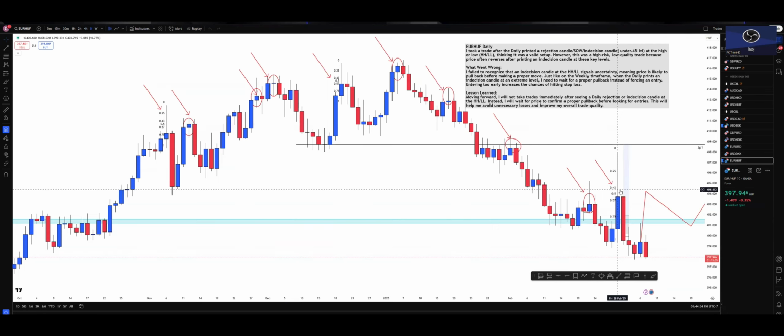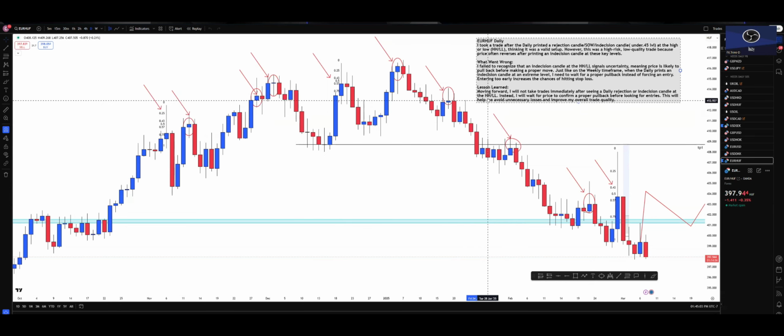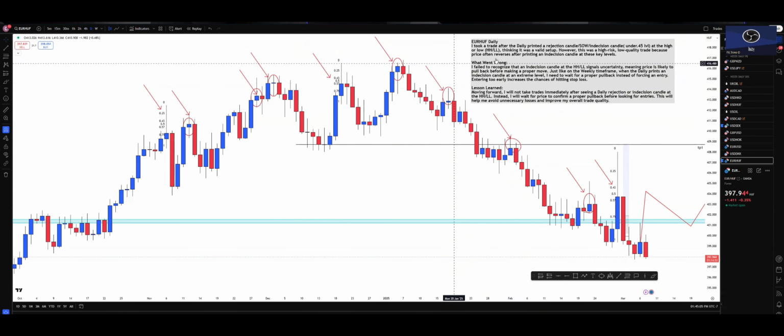Under 43, weak candle. Right here, you measure from top to bottom. This is obviously an indecision candle because it's less than 45% filled. Same with this, anytime you see that. So basically, I have some notes on here. Don't take a trade after the daily rejection candle.